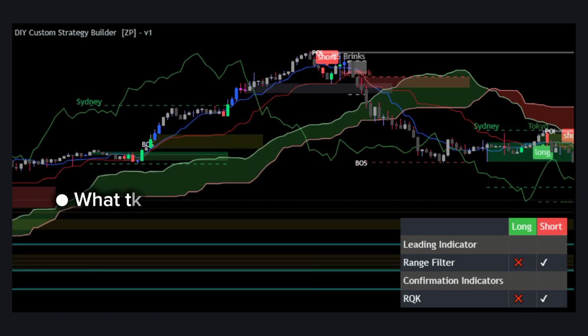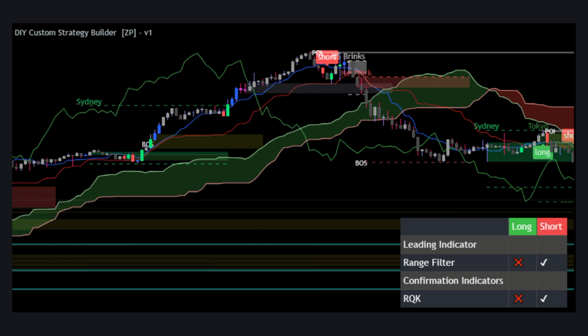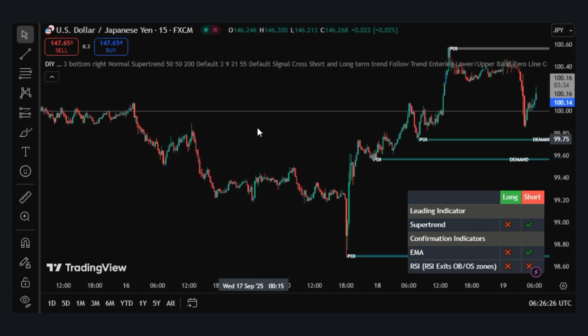In today's video, we'll explore what this tool is, how to add it to your TradingView chart, we'll play with the settings, and then we'll build a fun little strategy together. Stick around till the end because I'll also give you the pros and cons so you'll know if this is worth your time or not. Okay, let's break it down.